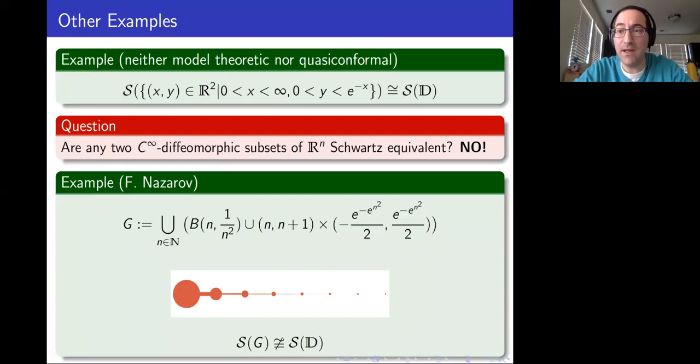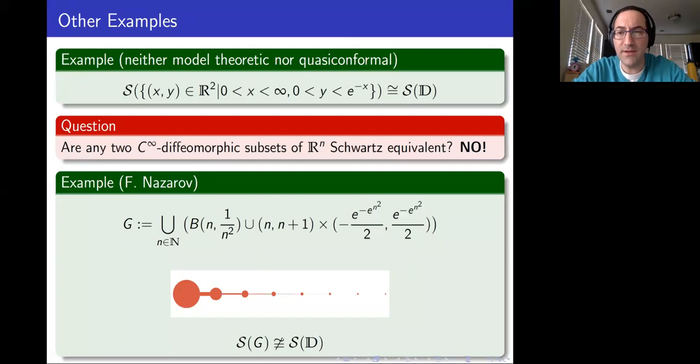Yeah, but maybe I should say that we also have an example in one dimension. So we can show that two countable unions of intervals are not always Schwartz equivalent. We can construct counterexamples similar to this example.